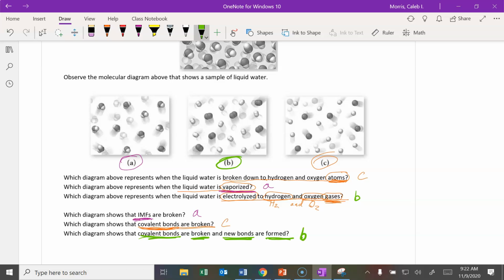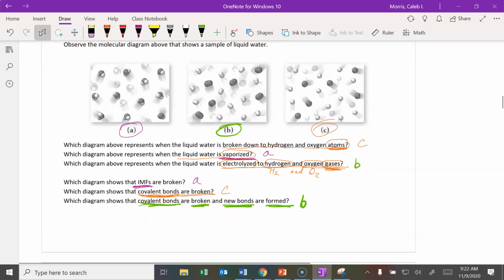The new bonds would be between oxygen atoms and between hydrogen atoms. So we have O2 being formed and H2 being formed. All right, that's the end of that example problem.